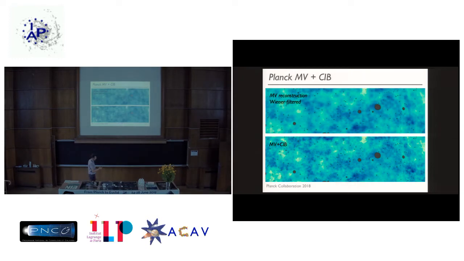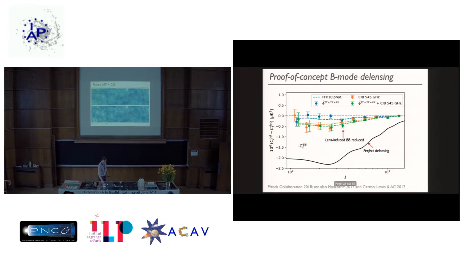Just to show you visually what's going on, this top plot is the minimum variance lensing reconstruction, and then you can fill in small-scale power by adding in the CIB fluctuations. If you construct a B-mode template in that way, subtract it from the measured B-modes, and then take the power spectrum and compare it to what you started with, you find that we are able to suppress the B-mode power by about 20% in the Planck data using this combination of the internal lens reconstruction and the cosmic infrared background.